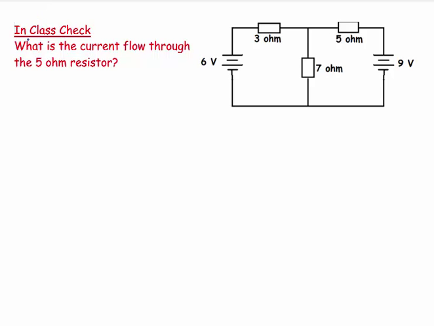Welcome. This question says, what is the current flow through the 5 ohm resistor? And if we look at this circuit, we see that the 5 ohm resistor is here. Although at first it looks like a relatively simple circuit in that there's only 3 resistors, we then see that there's 2 power supplies. And multiple power supplies is like the dividing line between simple circuits and more complicated circuits.